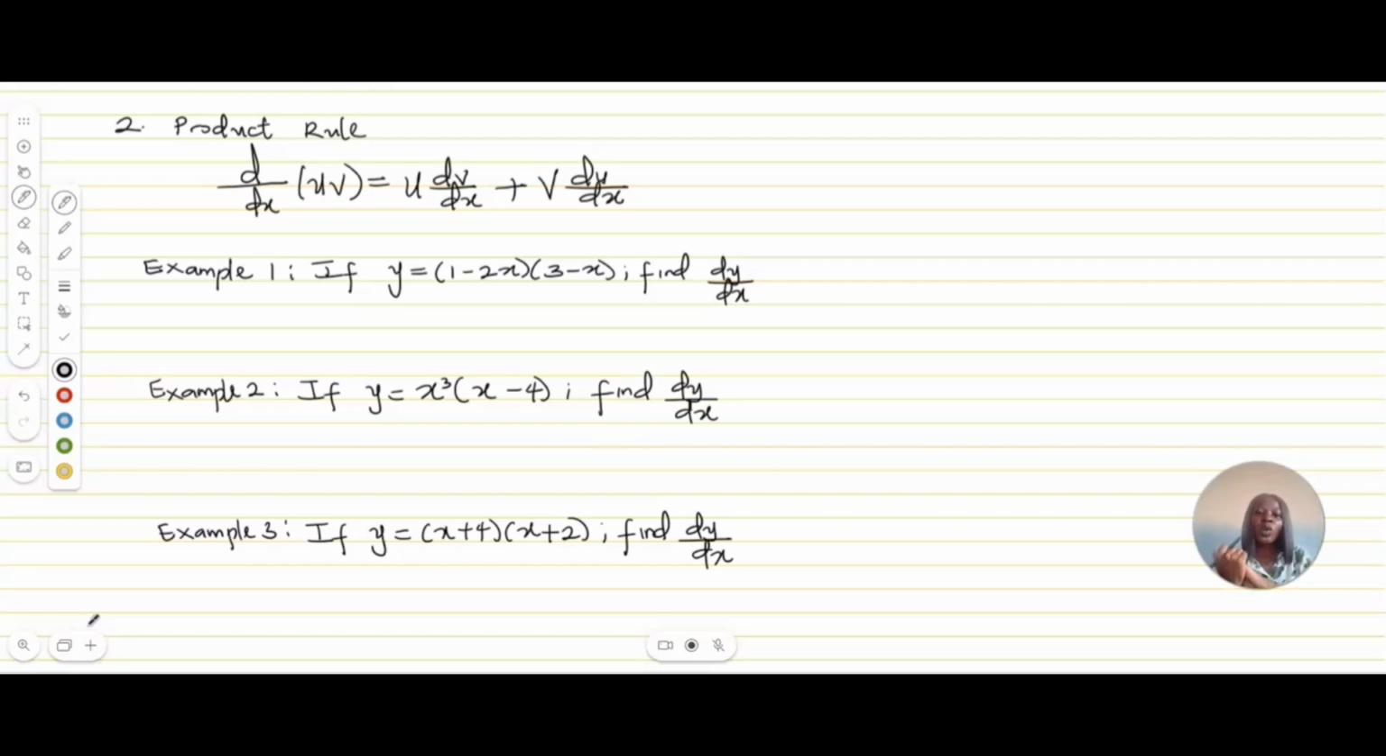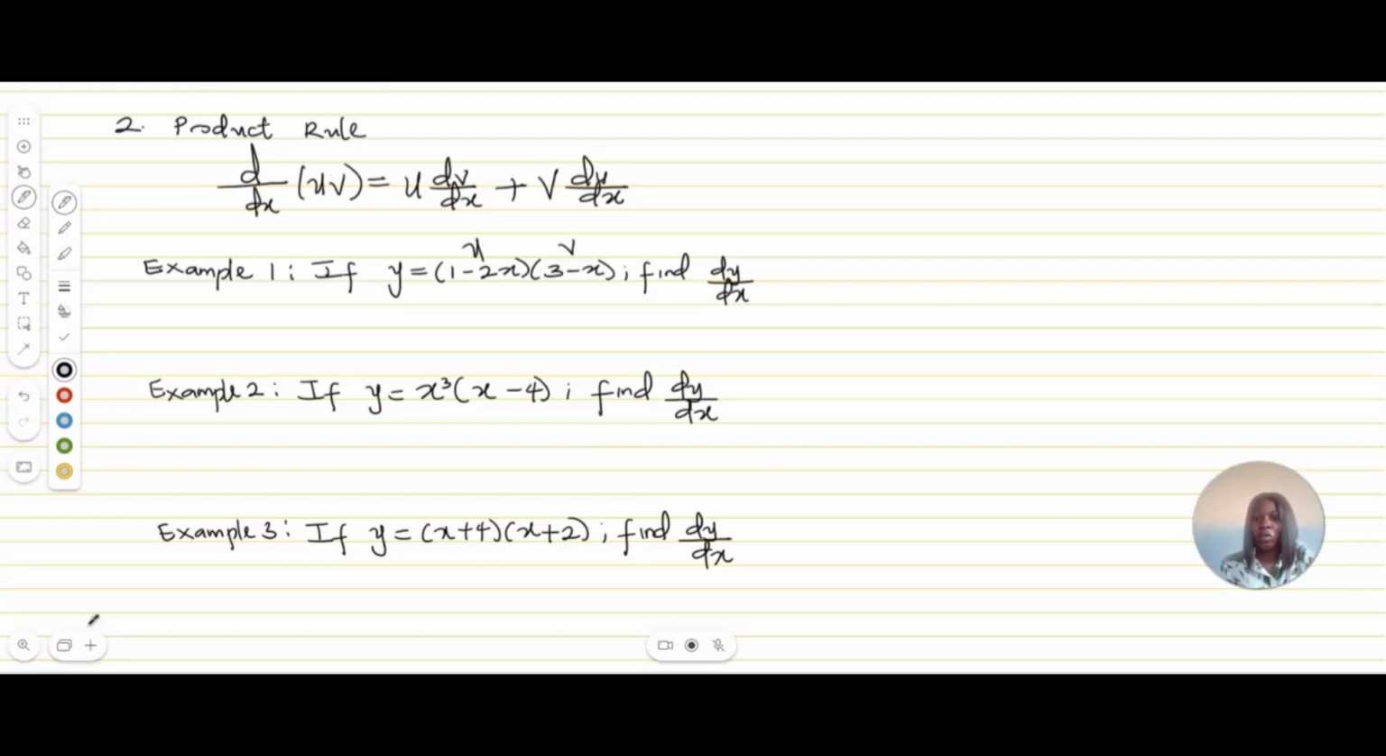So let's quickly look at some examples here to drive home our point. Now, we have example 1 here. Example 1 says if y is equal to 1 minus 2x all multiplied by 3 minus x. Now we have two entities here. Let's call 1 minus 2x u, and let's make this other one v.